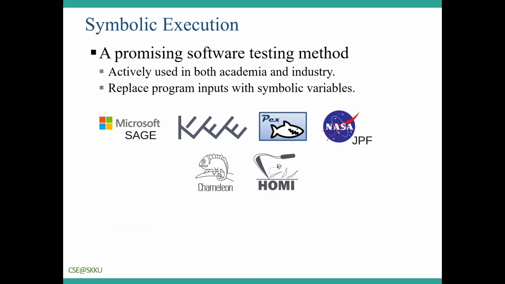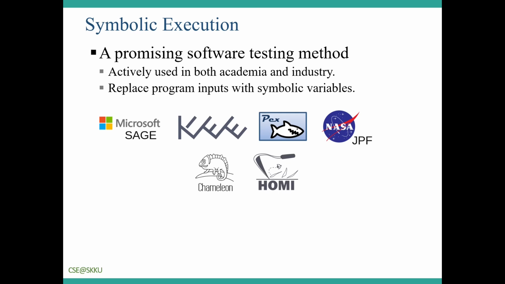Symbolic execution is a powerful software testing method that's widely used in both academia and industry. Simply put, the core idea is to replace concrete input with symbolic variables and then execute the program symbolically rather than with fixed values. I will explain how symbolic execution works using a simple code example shortly.